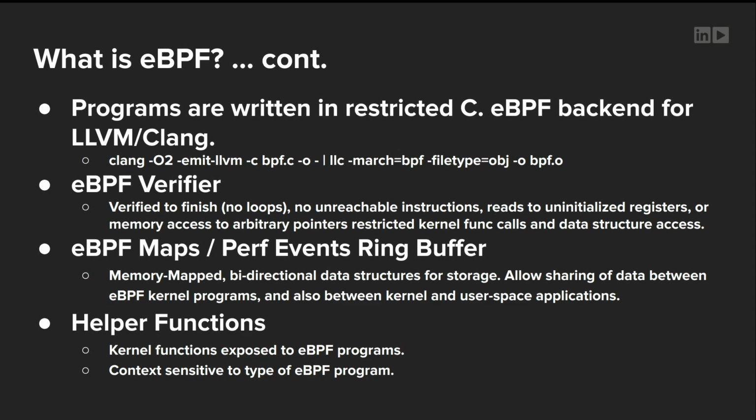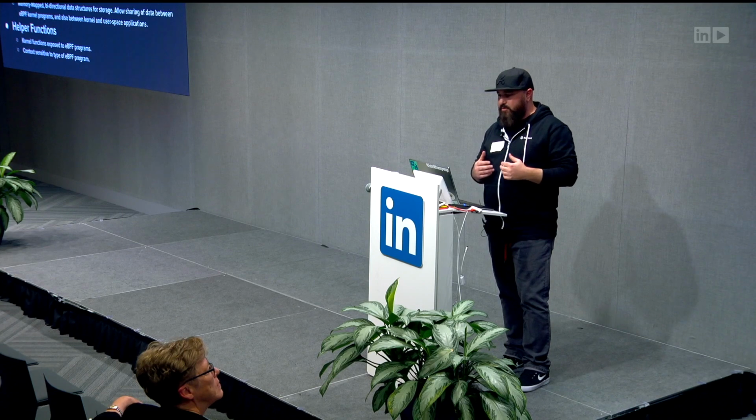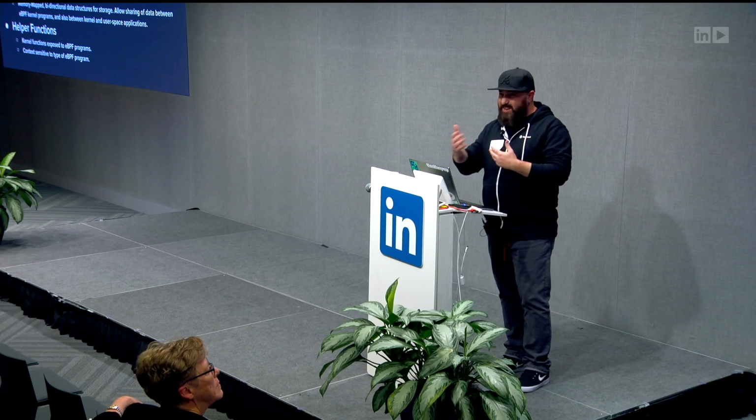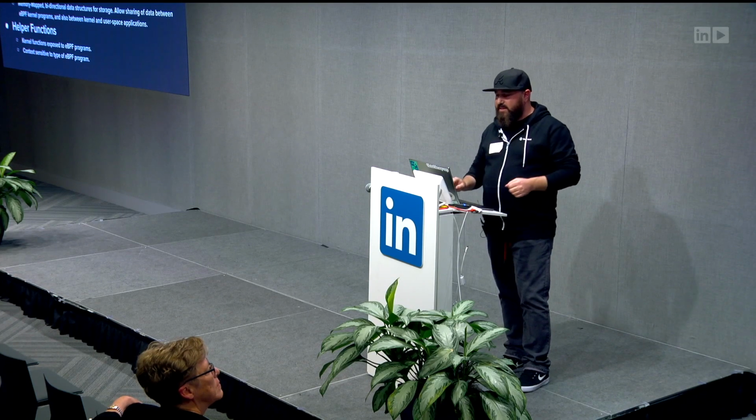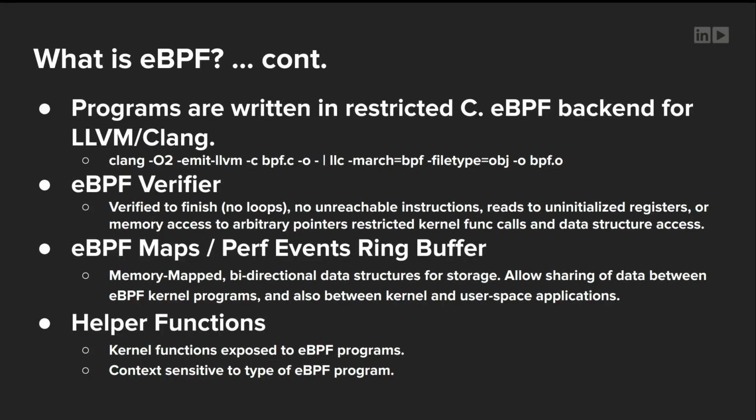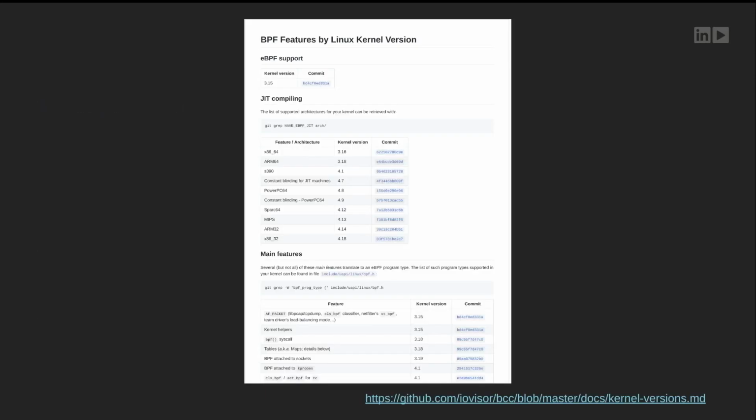And then once your program is executed, you can send data back to user space through either eBPF maps or through perf events, through a ring buffer, which is fast, and you have bidirectional access to that data. So through eBPF maps, you can actually send data to your eBPF program as well. And then there's a set of helper functions that allow you to, based on the context that your program's running in, access different functions in the kernel and do intelligent things with the stuff that you're getting.